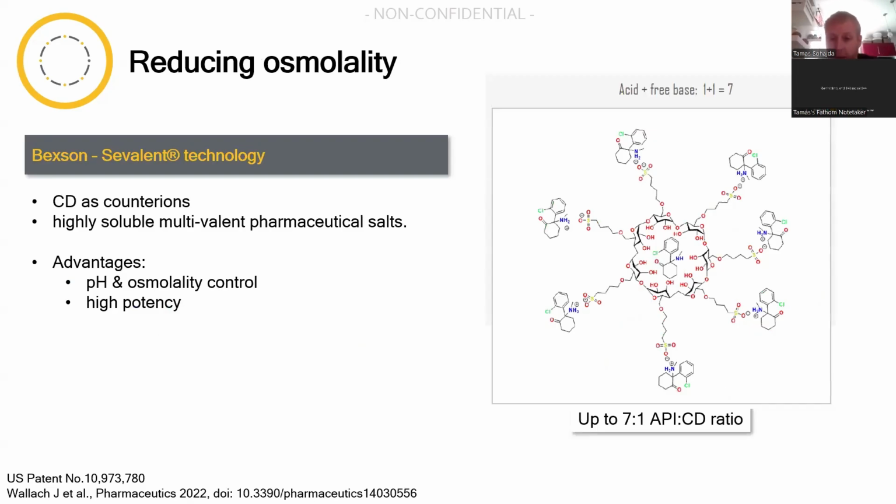So how can we achieve reducing osmolarity? Two things.